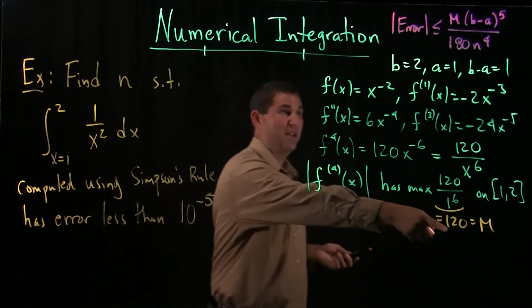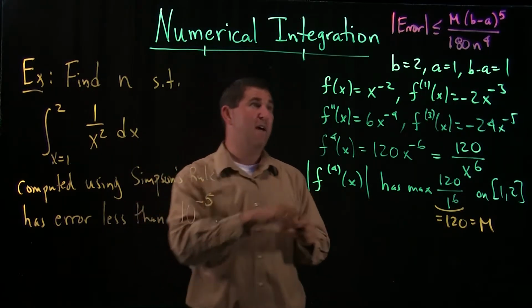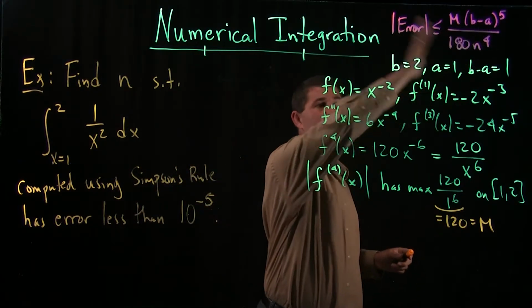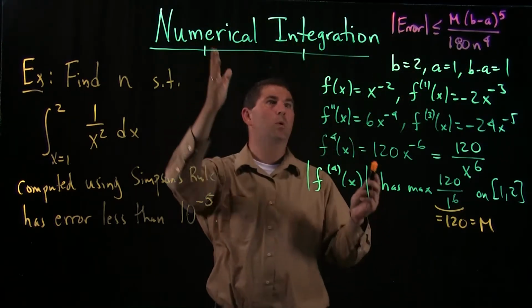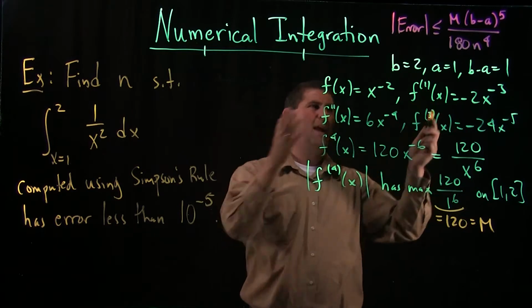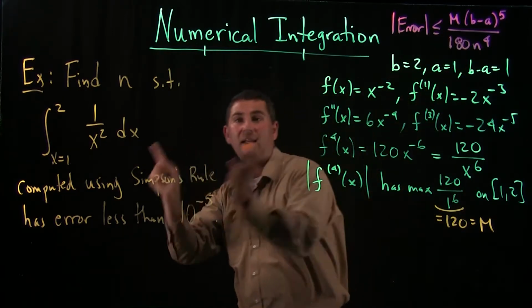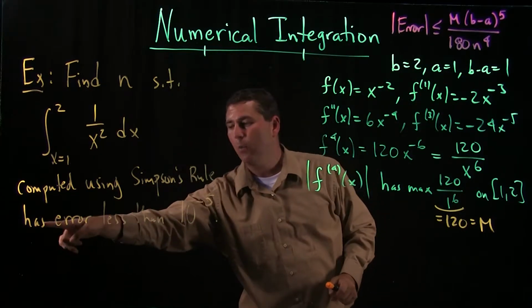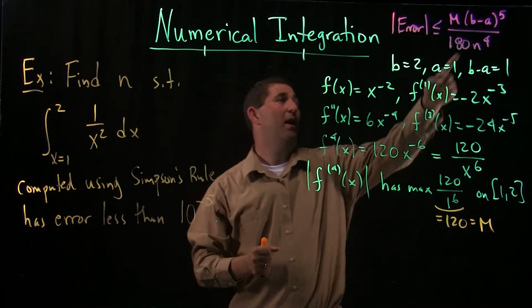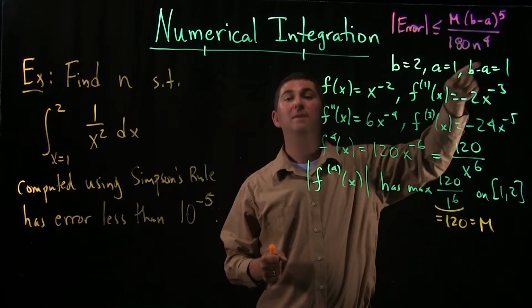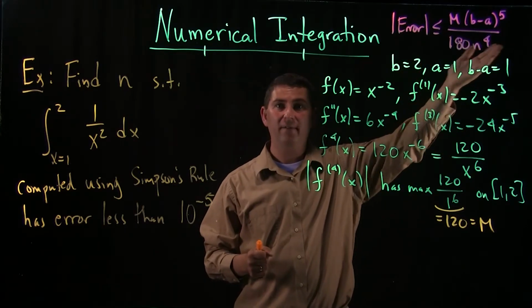Okay, so I found my M. It's 120. So I have my M, I have my (b minus a) to the 5th. That was just 1. All I need to do is work out what my n is, but how do I figure out the n? I need this piece of information. I want the error to be less than 10 to the negative 5, which means I want this quantity to be less than 10 to the negative 5.